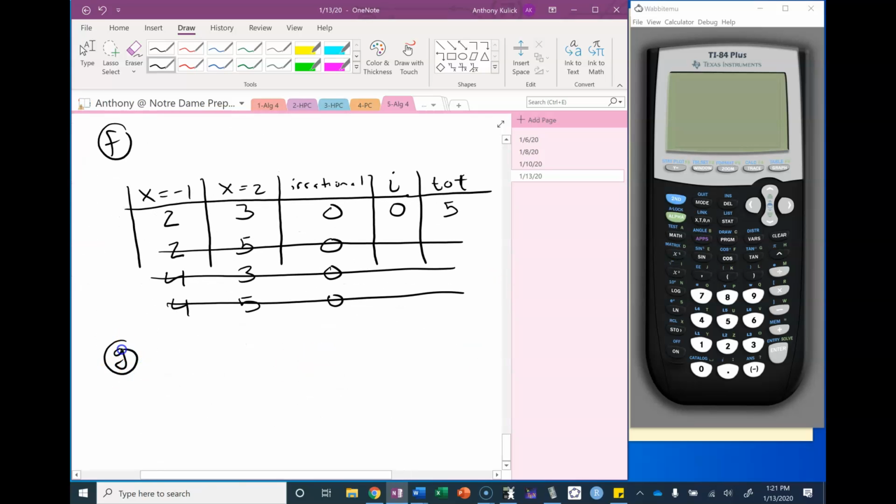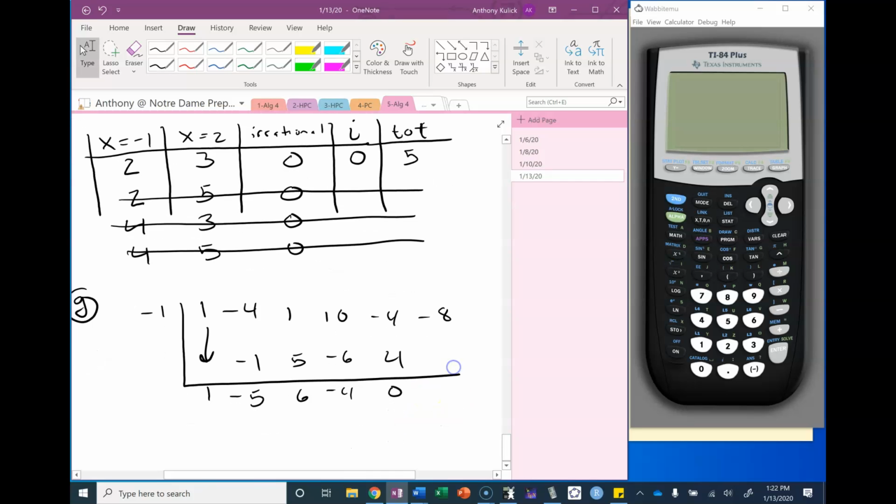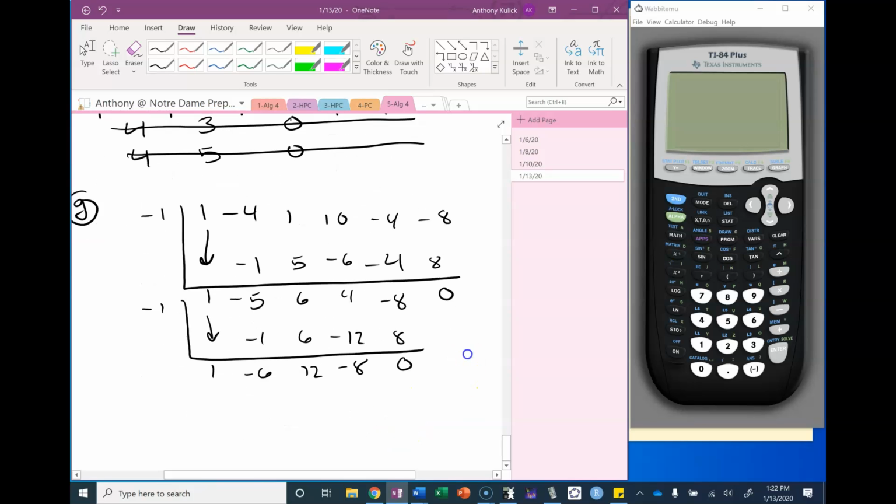Part G says then to use synthetic division to factor the polynomial. Okay? Well, I'm just going to start with one of my zeros. Let's say -1. And how many times can I use -1? Twice, right? So that's what I'm going to do. Oops, wait a minute, what happened here? Oh, that's why. Okay, that's better. So that worked one time. I know I can use it a second time, so let's use it a second time. So that worked.